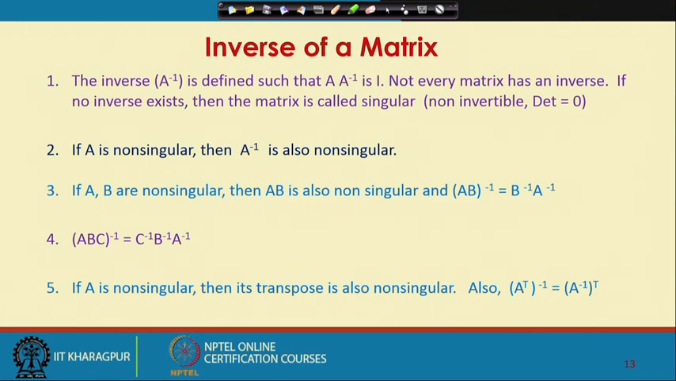If A and B are non-singular, then AB is also non-singular and AB inverse equal to B inverse into A inverse. ABC inverse equal to C inverse into B inverse into A inverse. Please note the reverse order. If A is non-singular, then its transpose is also non-singular. Also A transpose inverse equal to A inverse transpose.